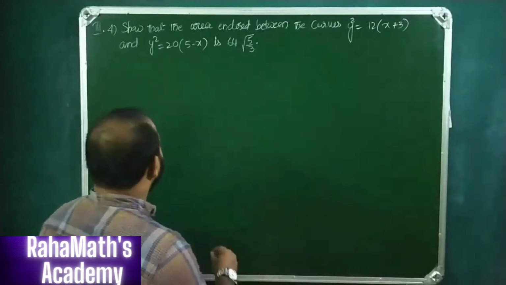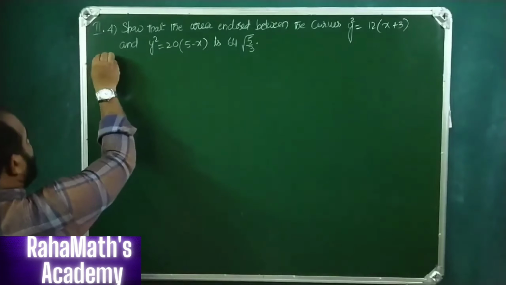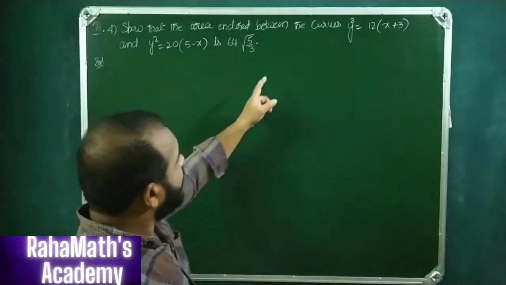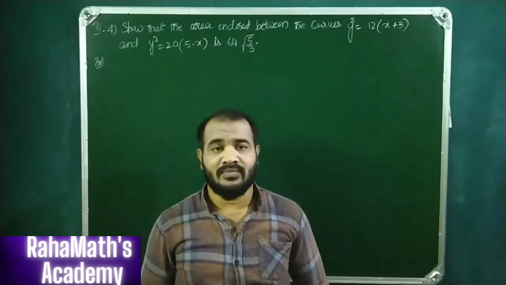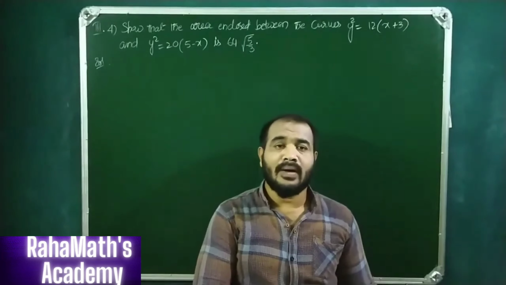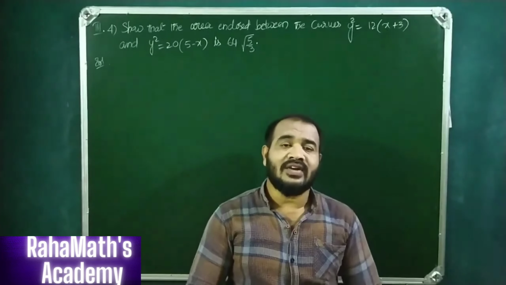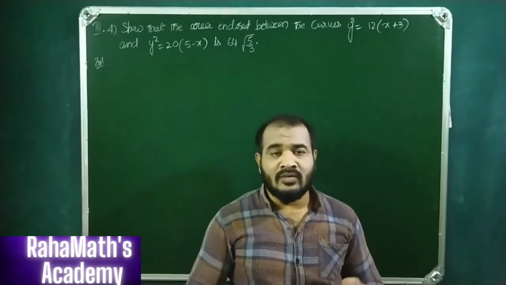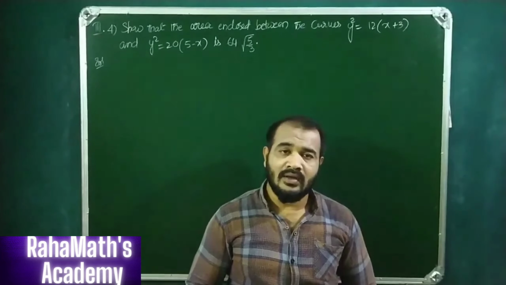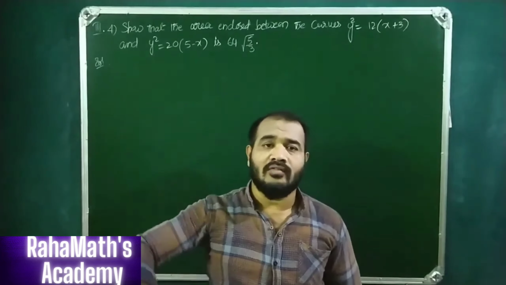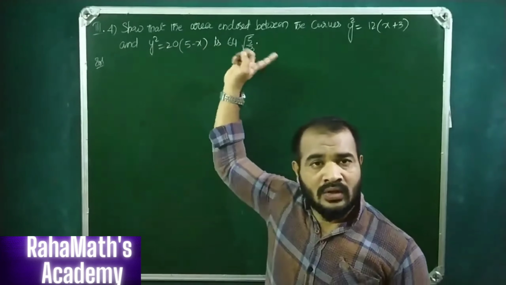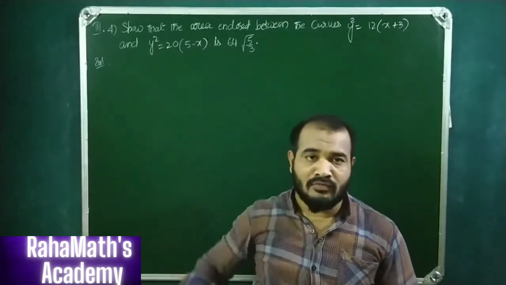Here, one more thing is that actually the limits are also not given. That means these two parabolas are intersecting each other at one point. That one point can be obtained through solving the two parabolas. That is point number 1.